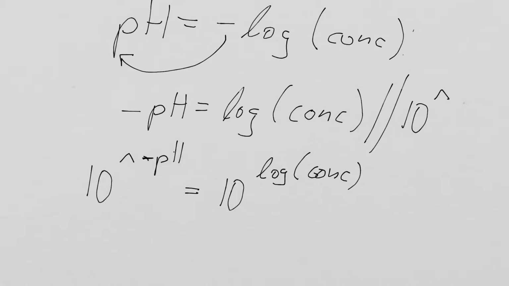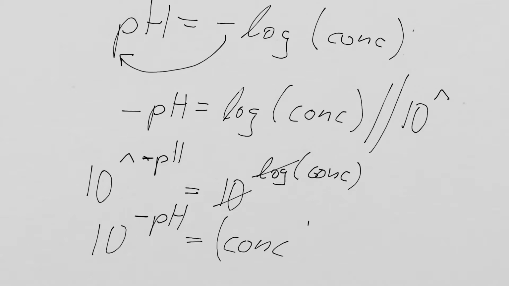And now we just simply eliminate the things that cause aggro, 10 and log. And what I've got left is 10 to the power of minus pH equals concentration, with or without brackets. Does that make sense?